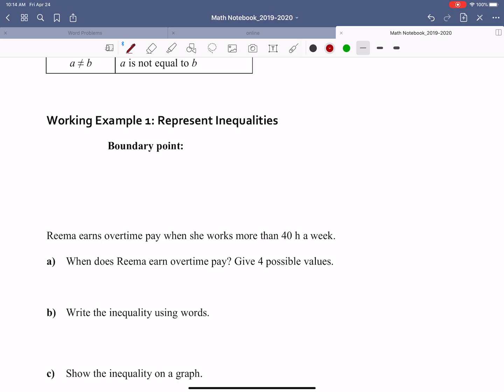So boundary points, if I give a definition, it will basically be the value that separates the numbers less than or greater than itself.